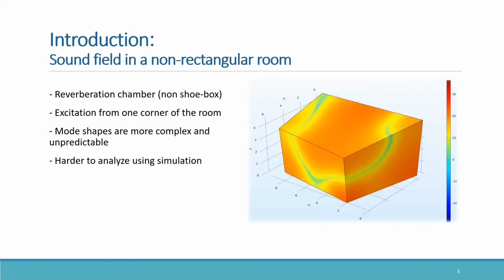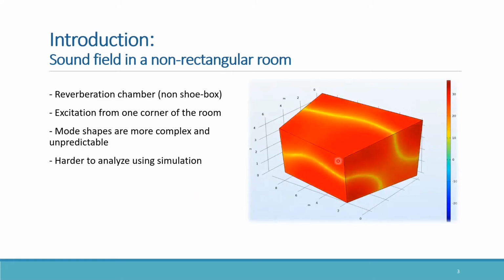In a rectangular room, at least we usually have an estimation of the mode shapes and the modal frequencies. However, in a non-rectangular room, this phenomenon is even more complex and more unpredictable, as you can see on the video on the right, which depicts the evolution of the modes in a reverberation chamber, which is a non-rectangular room.